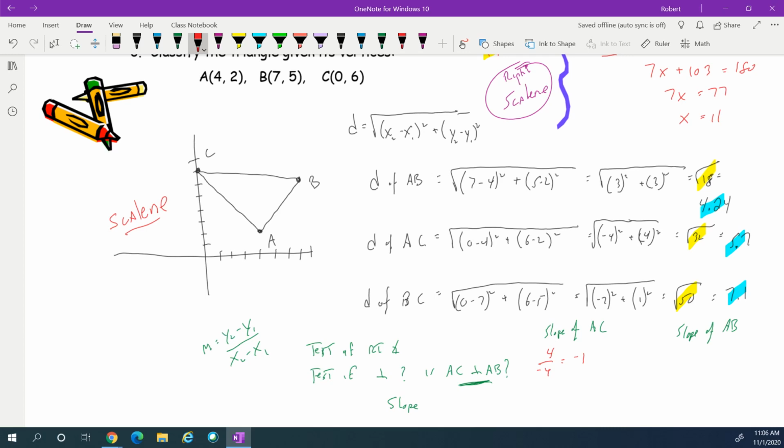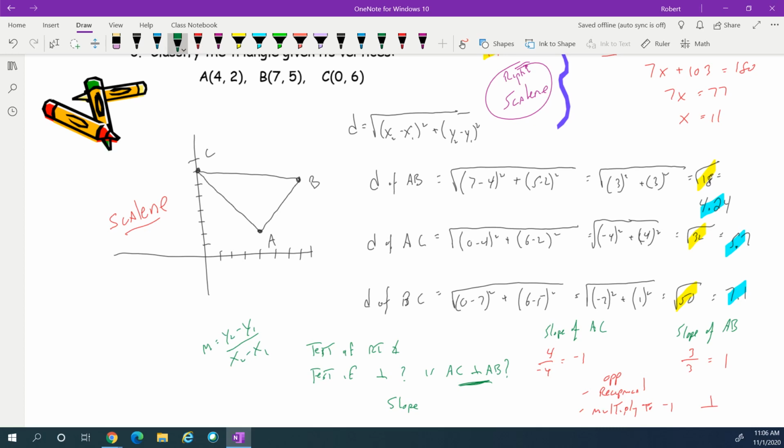The slope of AB, 5 minus 2 is 3. 7 minus 4 is 3. And we have a slope of 1. Well, it is going uphill, so positive makes sense. But these are opposite reciprocals. Right? They multiply to a negative 1. These lines are perpendicular.